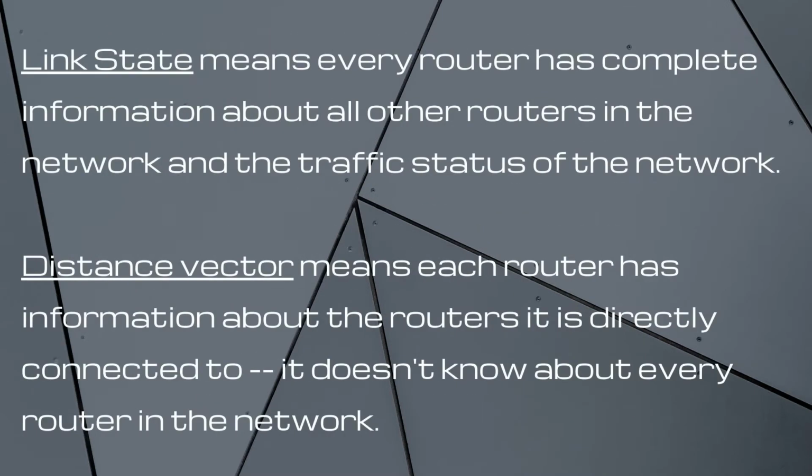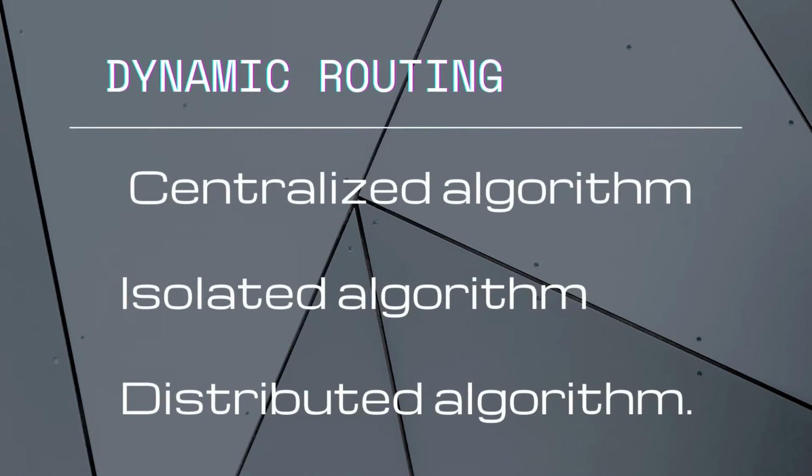Link state means every router has complete information about all other routers in the network and the traffic status of the network. Distance vector means each router has information about the routers it is directly connected to. It doesn't know about every router in the network. There are three types of dynamic routing, which are centralized algorithm, isolated algorithm, and distributed algorithm.